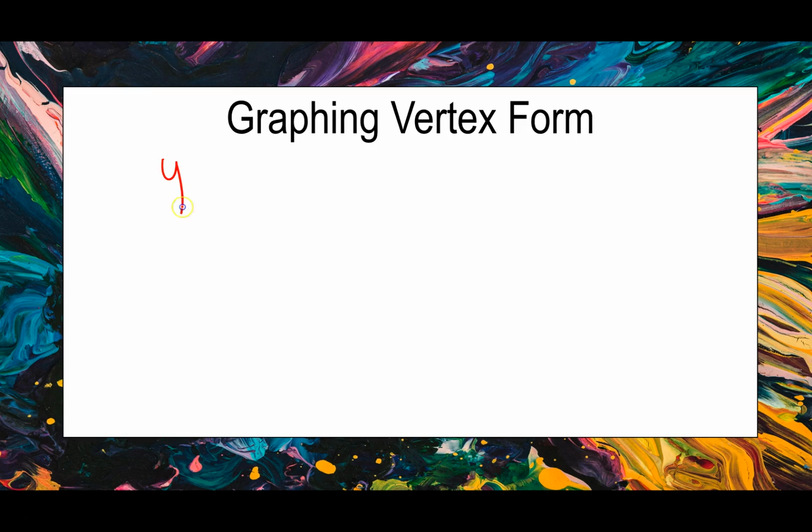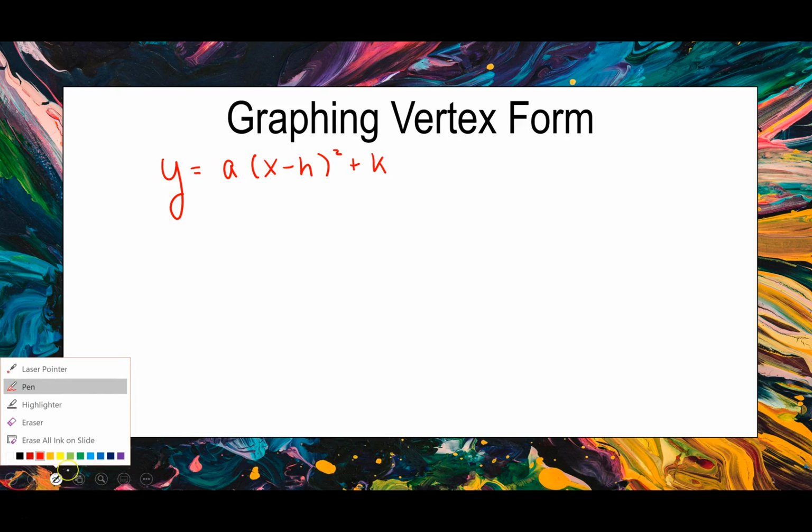Vertex form is y equals, or you could say f of x, a times (x minus h) squared plus k. Now you know that this is a quadratic or a parabola because it has that squared value right there. So we know that that's going to be that smiley face or sad face. So first of all, what do these letters stand for?